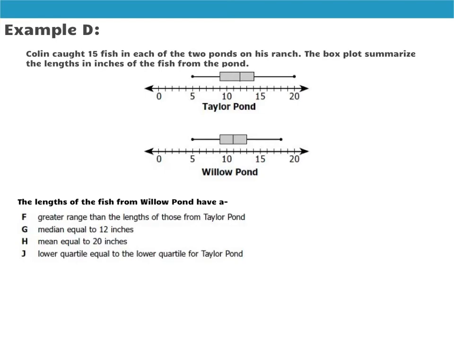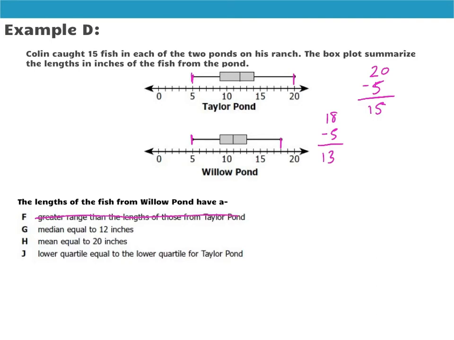So the first one says that the fish in Willow Pond have a greater range than the lengths of those in Taylor's Pond. So we're going to have to do some math first. So we're going to have to figure out the range of Willow Pond, which we can see is at 16, 17, 18. And we've got a 5 for our lower extreme. So we're going to do 18 minus 5 for Willow Pond. 18 minus 5 is 13. That's the range there. Taylor Pond, we're going to be doing 20 as the upper extreme, 5 as the lower extreme. So 20 minus 5 is going to be 15. So a greater range from that of Taylor's Pond does not appear to be the case because Taylor's Pond is 15 and Willow Pond is 13. So that is not correct.